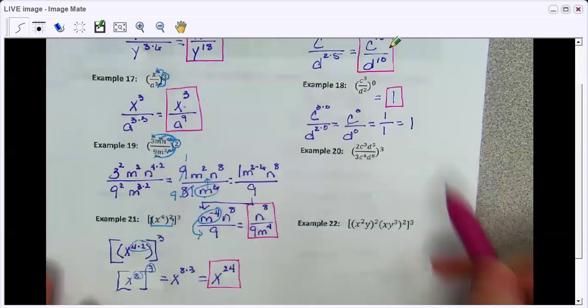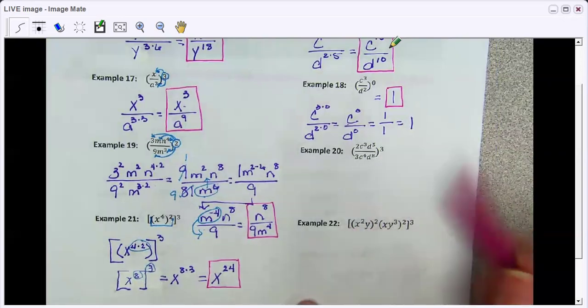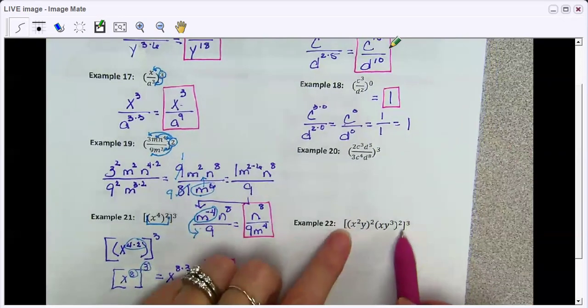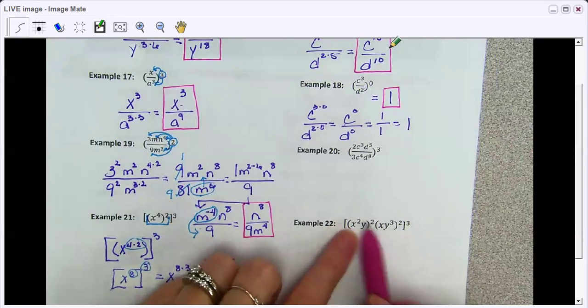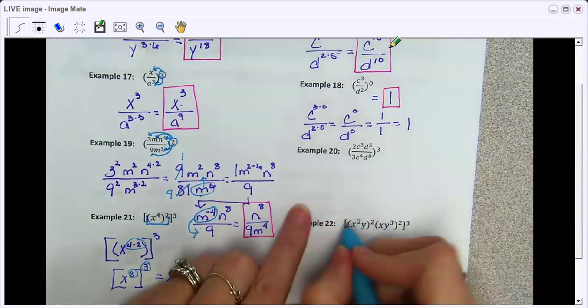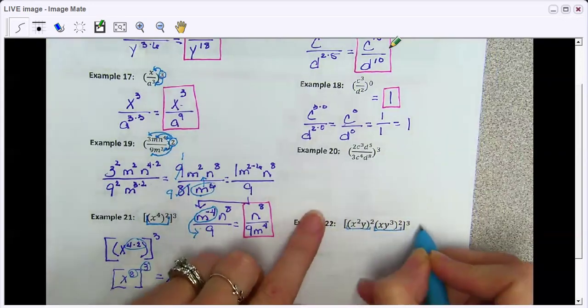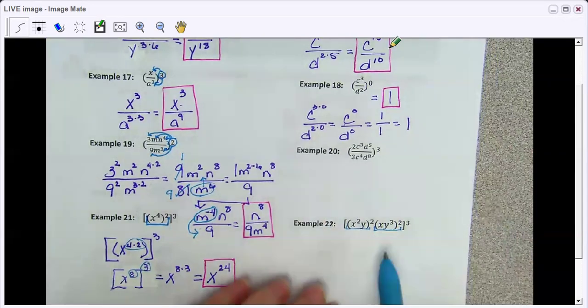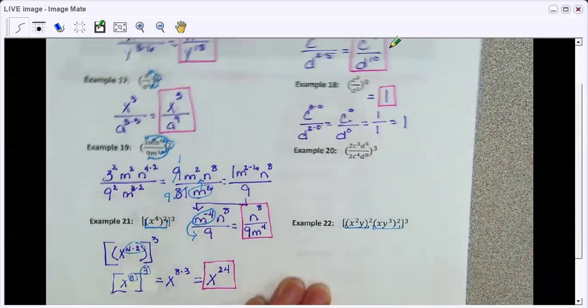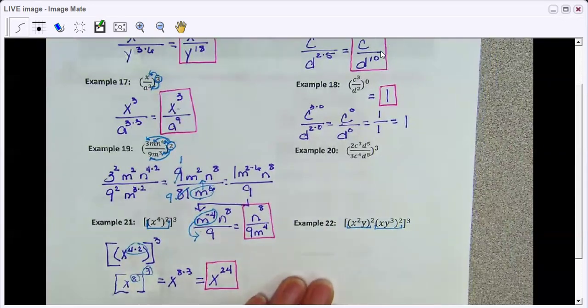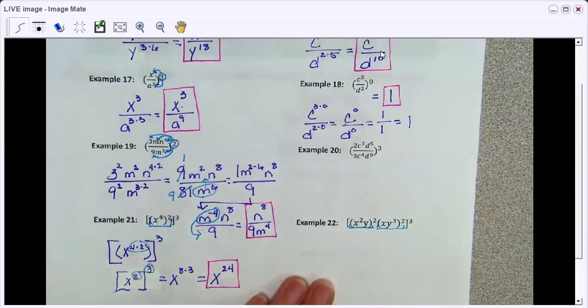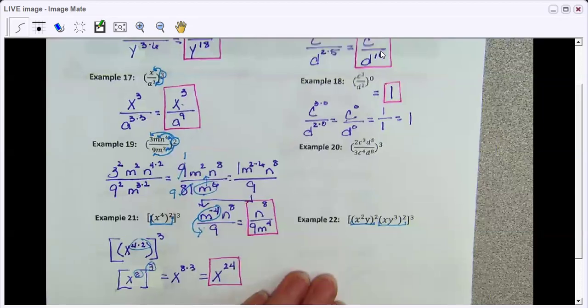I am going to have you do example 20 and 22 on your own. Think about in the brackets and parentheses, you're working from the inside out. Work with this first, and then this, and then work with your 3. Okay, you might actually need to combine like terms within the brackets first before you apply the exponent of 3. Okay, so I'm going to pause the video while you work, and when I return, the answer will be up here on the screen. Just try your best.